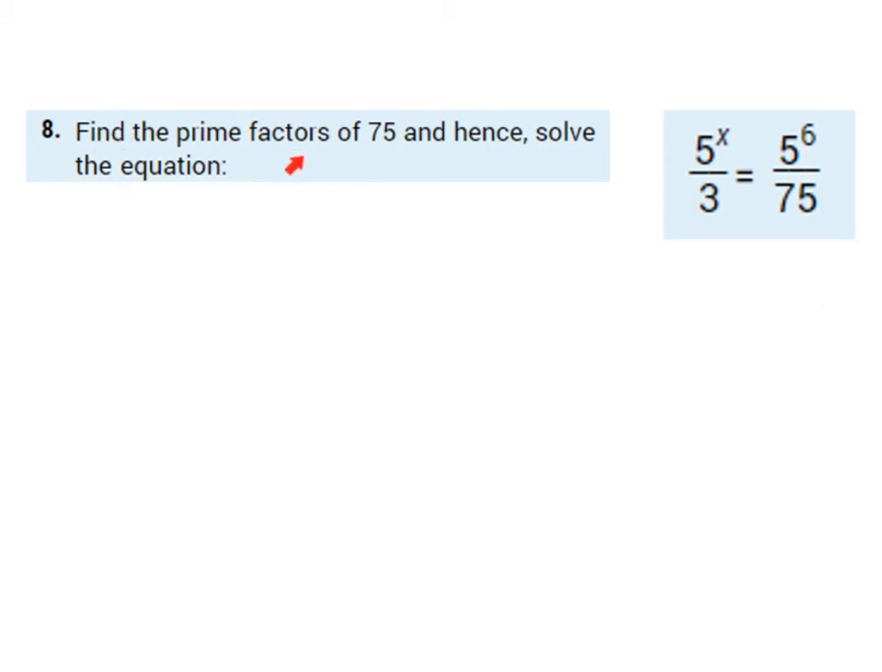Find the prime factors of 75 and hence, which means using what you just worked out, solve the equation 5 to the power of x over 3 is equal to 5 to the power of 6 over 75. So we're going to find the prime factors of 75. That's prime numbers that are factors of 75, and a factor is a number that divides evenly into another number. And using them, we're going to solve for x. We're going to try and figure out what x is in this equation.